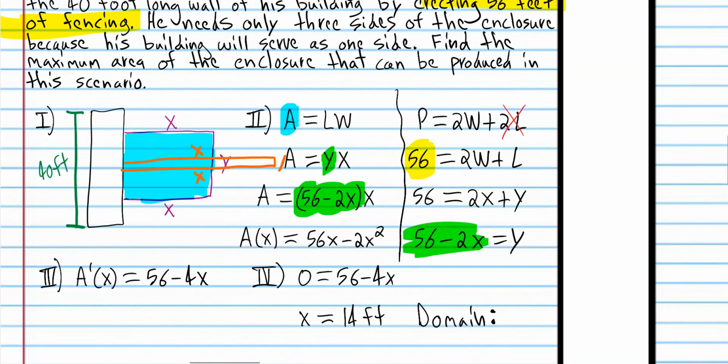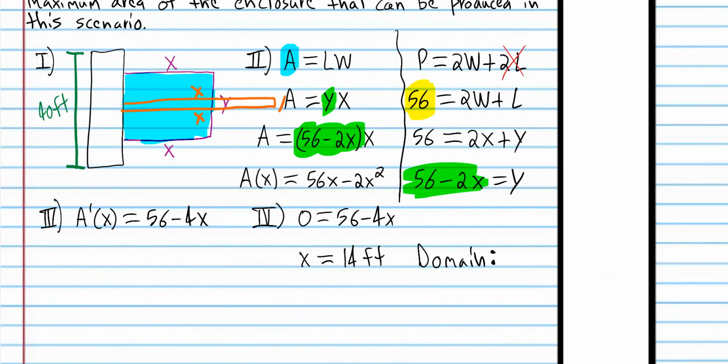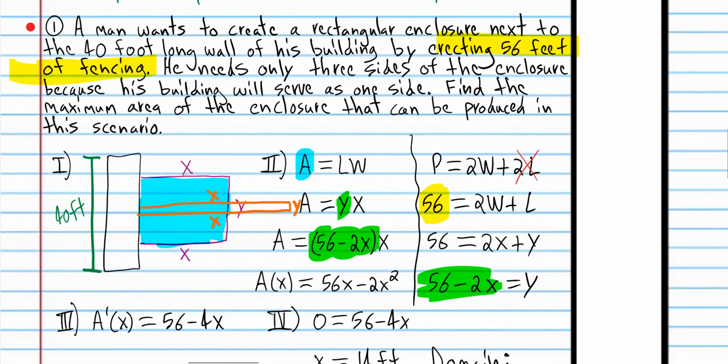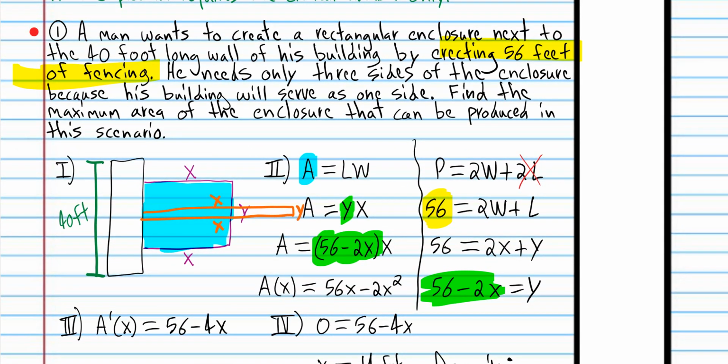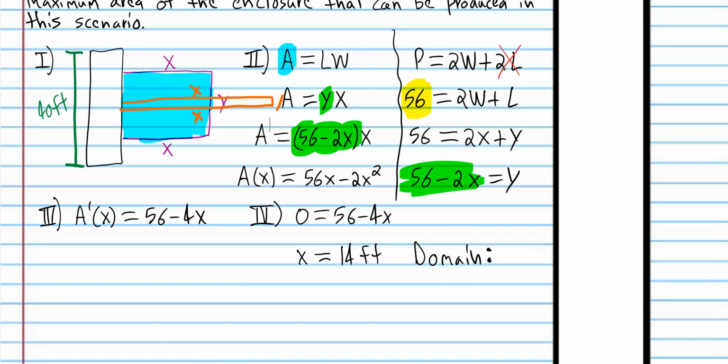But if y goes all the way to 0, what would x be? Think about that. You might say, well, x would be 56. Well, remember, there are two x's: the top part of the fence and the bottom part of the fence. So it would actually be 56 divided by 2. That would be what x would be if y approached 0. x would approach whatever 56 divided by 2 is.